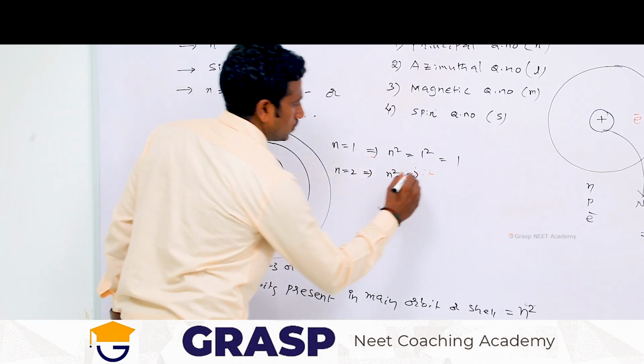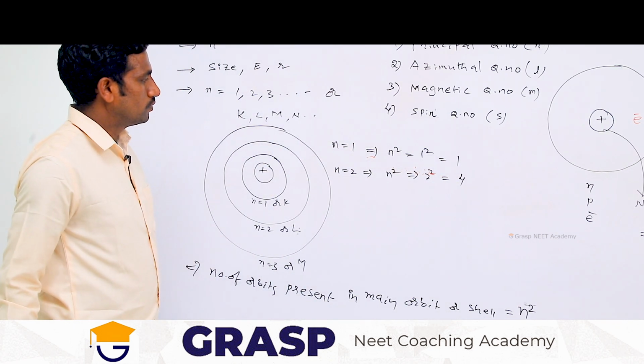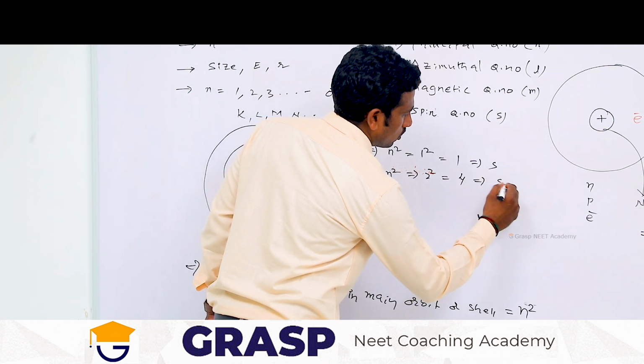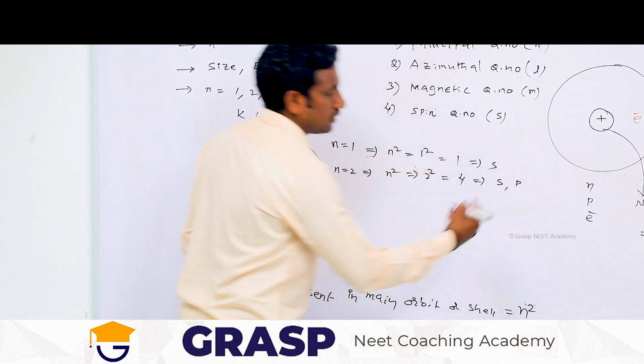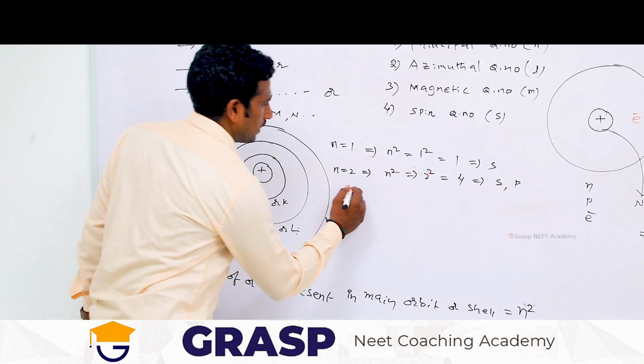Okay, now if n is equal to 2, using the n square formula, 2 square means 4 suborbitals are present. Here the s orbital, and here the p orbital. In the p, 3 suborbitals are present. So 4 suborbitals are present. Like this you can write.